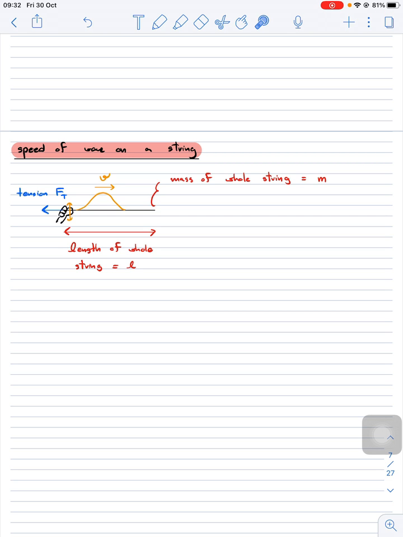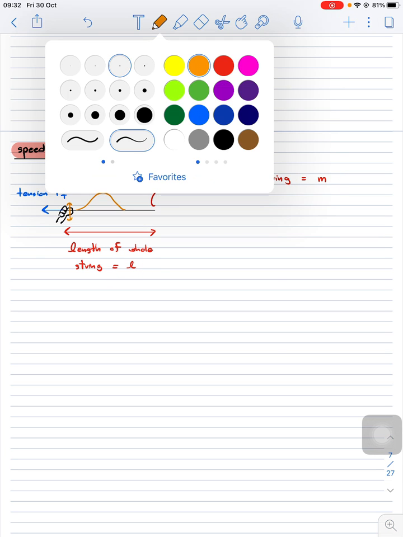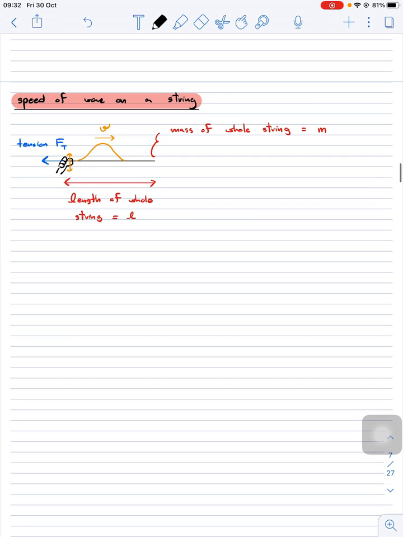Okay, so now we just want to find the speed of this pulse on the string as a function of the Ft, M, and then the L. So the equation is here. We can get that v is equal to the square root of the tension Ft over mu. So what is mu? The mu is equal to the mass of the whole string over the length of the whole string, equal to L.